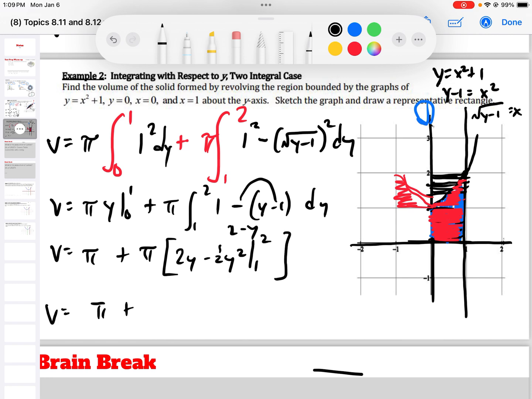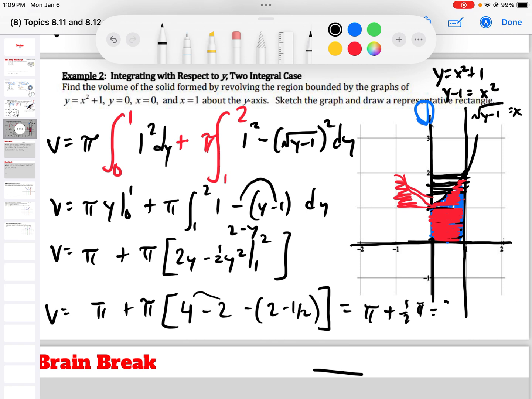Okay, plug all this in. This would be 2 times 2 is 4, minus 4 halves, 2, minus whatever I get when I plug in 1, minus 1/2. So the final answer would be pi plus what? 2 minus 3/2, so that's 1/2. So plus 1/2 pi. Final answer, 3 pi over 2. The hard part is just setting it up.